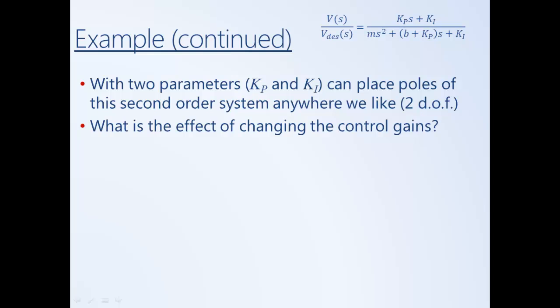And so what we'd like to do now is to try and understand the effect of changing these control gains. And the way that we do that is by matching this denominator to the canonical second order system denominator.